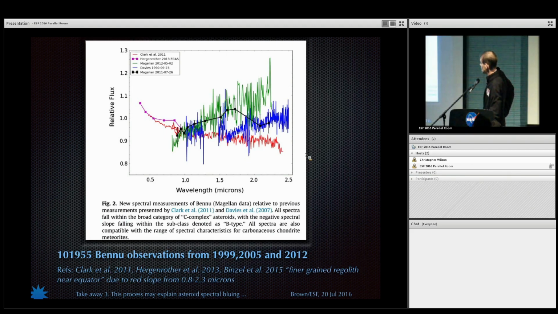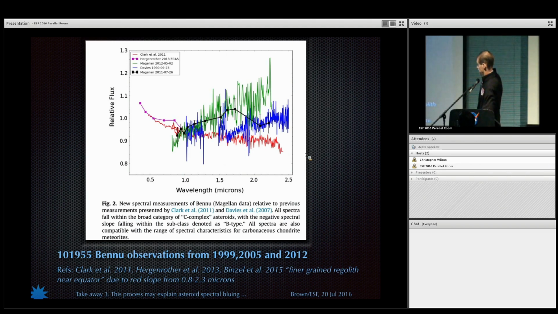Next slide. And we have some meteorites. We have meteorite spectra here in the dots that Beth Clark published in her 2011 Icarus paper, where she was trying to match up the spectral bluing effect to crushed particles from her laboratory. Next slide. So this is the really interesting example from Bennu.